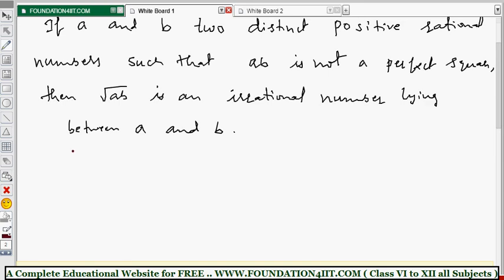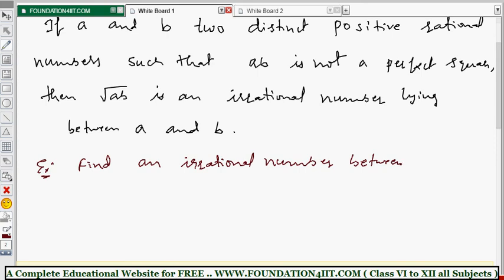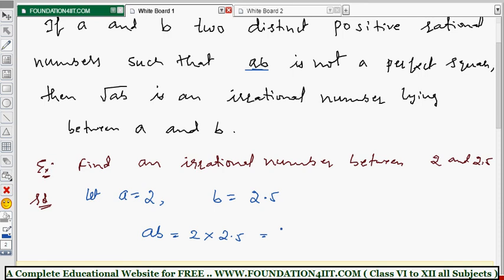For example, find an irrational number between 2 and 2.5. Between 2 and 2.5, I need to find an irrational number. Now, according to the rules, A into B should not be a perfect square. So here, let A equal 2 and B equal 2.5. Then A into B is 2 into 2.5, which is 5.0, that is equal to 5, right? 5 is not a perfect square.